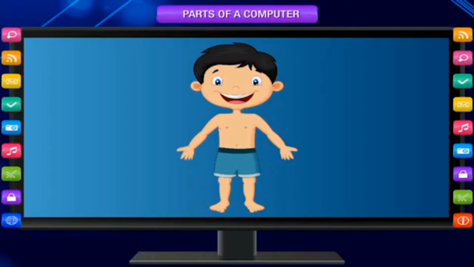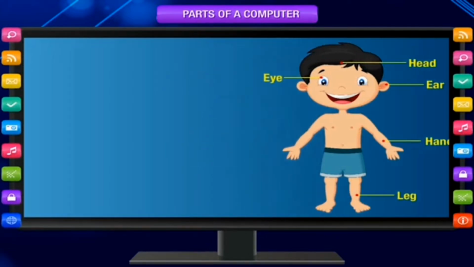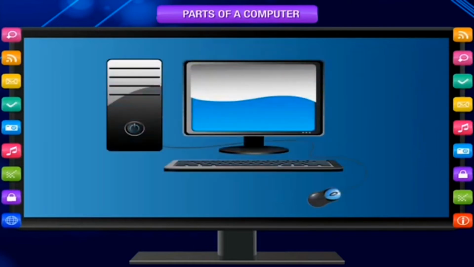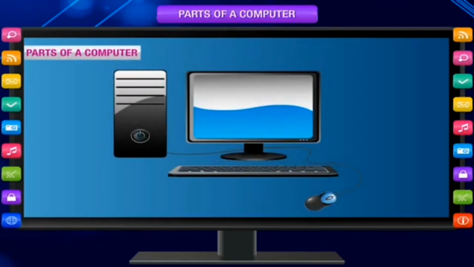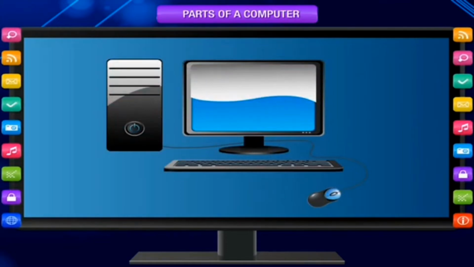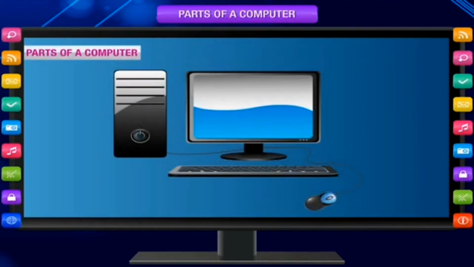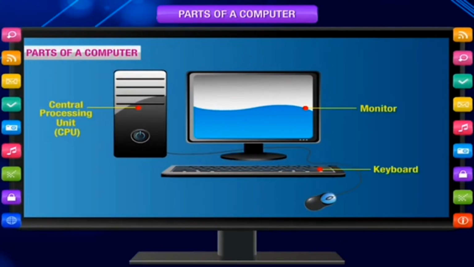Students, our body has many parts which perform different activities for us, like hands, legs, head, eyes, ears, etc. Similarly, a computer also has parts that help it perform different functions. A computer has 4 main parts. How many parts? 4 main parts. Which 4 main parts of a computer? See here. Monitor, CPU. CPU means Central Processing Unit.